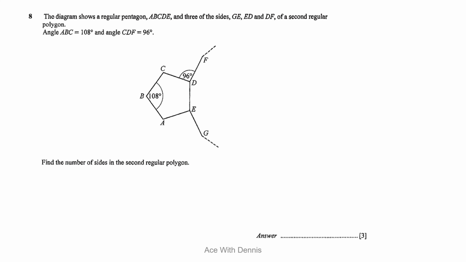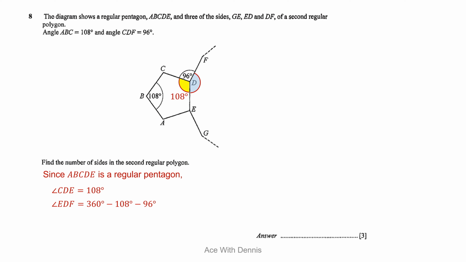So to answer the question, the first thing we need to do is to find angle FDE, which is the interior angle of the unknown regular polygon. First, since ABCDE is a regular pentagon, angle CDE is also 108 degrees. Then, angle EDF is 360 degrees minus 108 degrees minus 96 degrees, which is 156 degrees.